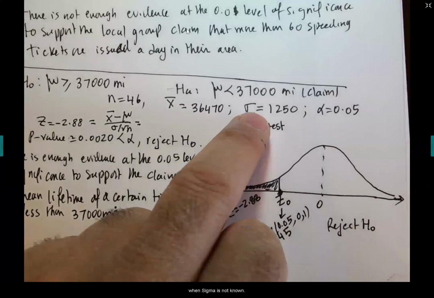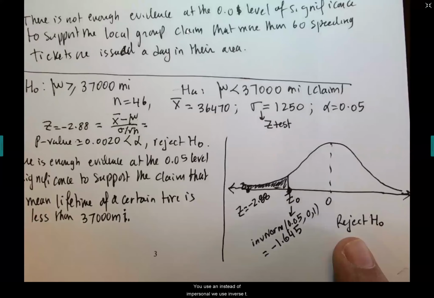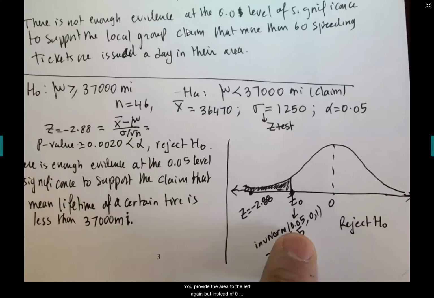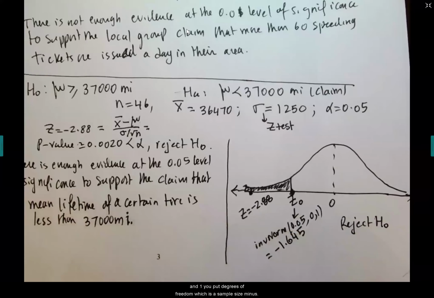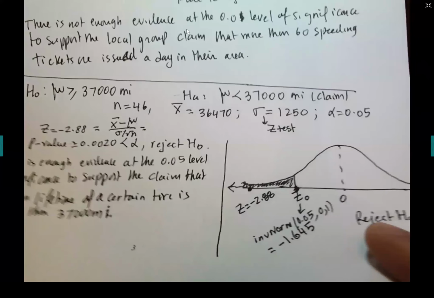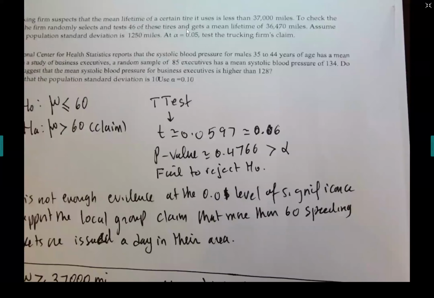Now, when sigma is not known, instead of inverse norm, you use inverse t. You provide the area to the left again, but instead of 0 and 1, you put degrees of freedom, which is the sample size minus 1. So this is how you find the critical value. Let's go to the next exercise, number 12. That would be the last one.